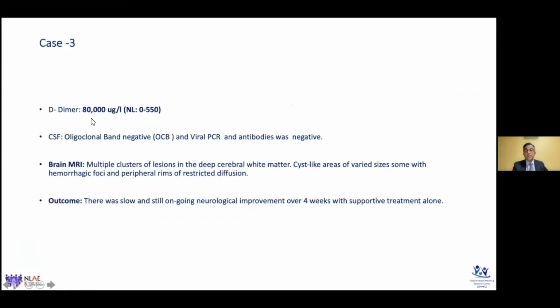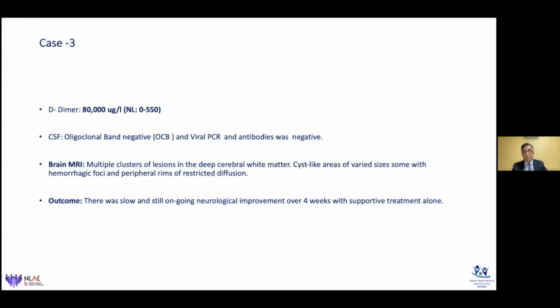The D-dimer was very much elevated, 80,000. However, CSF PCR and antibodies, along with the oligoclonal band, were negative. Brain MRI demonstrated multiple clusters of lesions in the deep cerebral white matter and cyst-like areas of various sizes, some with hemorrhagic foci and peripheral rims of restricted diffusion. I'm going to show you the pictures just after the slide.